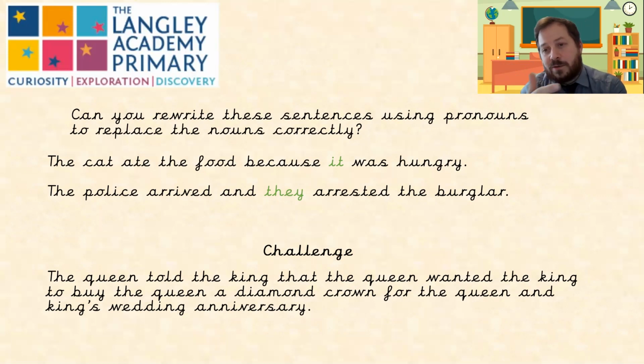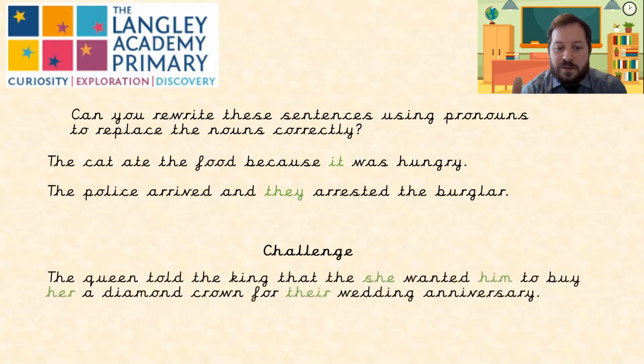Okay, so this can be quite difficult because there's lots of nouns in here. We've got the Queen, the King, the Queen again, the King again, the Queen again, the diamond crown, the King and Queen. So there's a lot of nouns. The way to work it is you change parts of it. The Queen told the King, so we have both of those two nouns and they're established now. We know the Queen is a she, and we know the King is a him. So when we refer to a she, we are referring to the Queen. When we're referring to him, we're referring to the King.